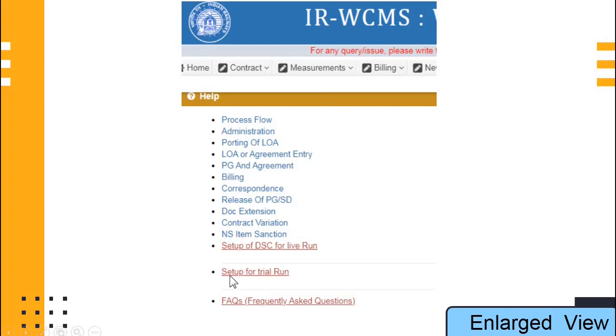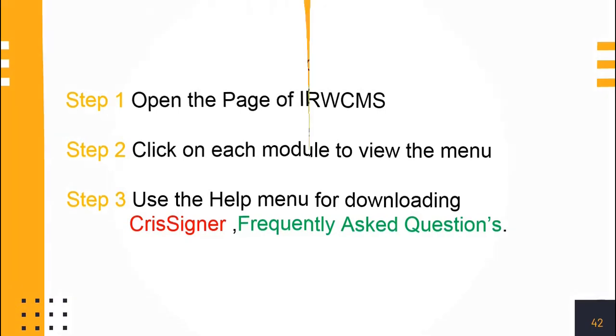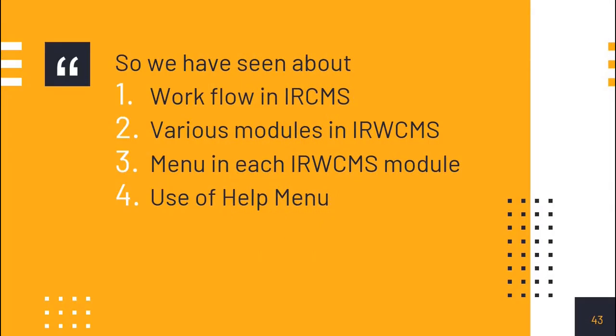Then we have this FAQs, frequently asked questions module. So now we have seen how to open the page, that is the home page of IRW CMS. We have clicked on each module to view the menu. You see the importance of the help menu for downloading the CRIS signer and to clear our small doubts. So we have seen about workflow in IRW CMS, various modules in IRW CMS, menu in each IRW CMS module, and use of help menu.